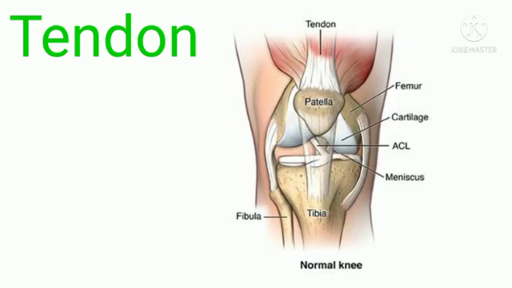I repeat once again. Tendon helps muscles attach to the bones. It is also made up of fibers with a protein called collagen.